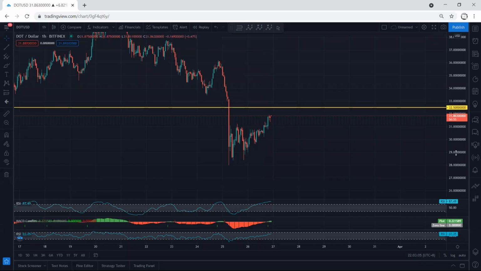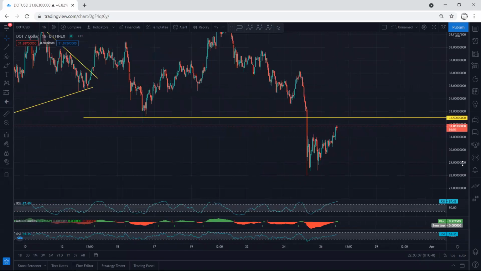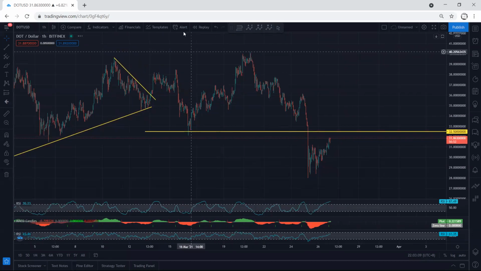We start with the 1 hour chart. If we refer to our analysis when the price was within this current move, we mentioned we're looking for the price to drop to take 32.5. As you can see, the price tagged and reversed.